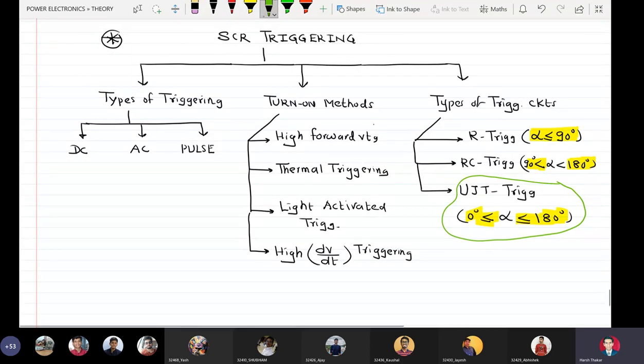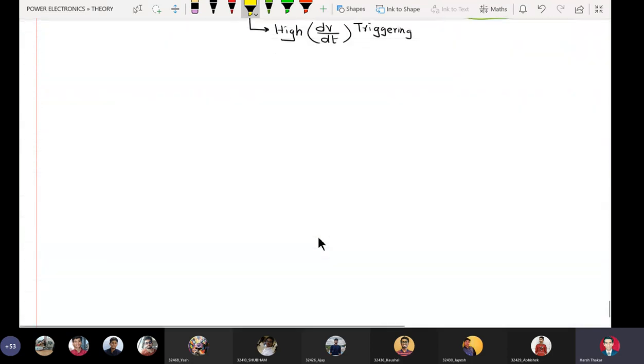So which are the things which we have covered till now? We have already covered types of triggering. Types of triggering circuits are not there in the syllabus, but UJT triggering is there, so we will study it eventually. We've not done that now. Today we are going to discuss turn on methods, and that leads us to the topic called high dV by dt triggering, where we are going to study what is called the transient model of SCR, or RC model of an SCR. So over to turn on methods.